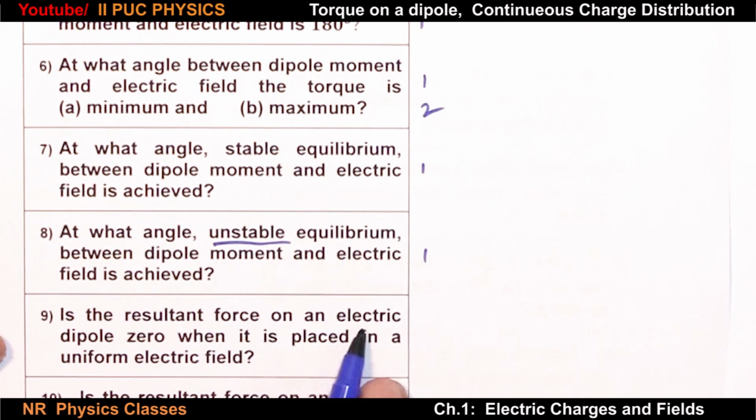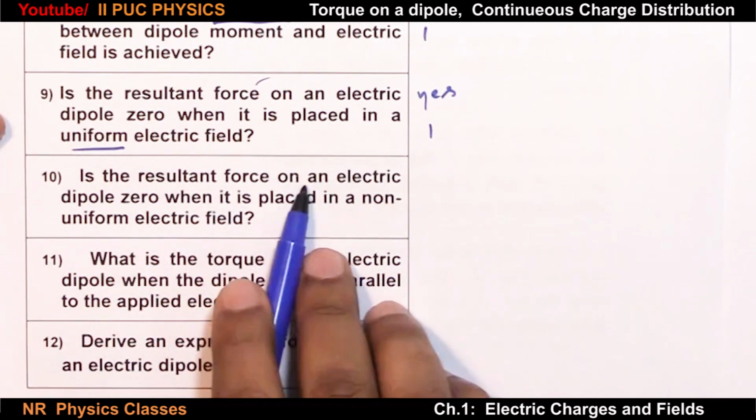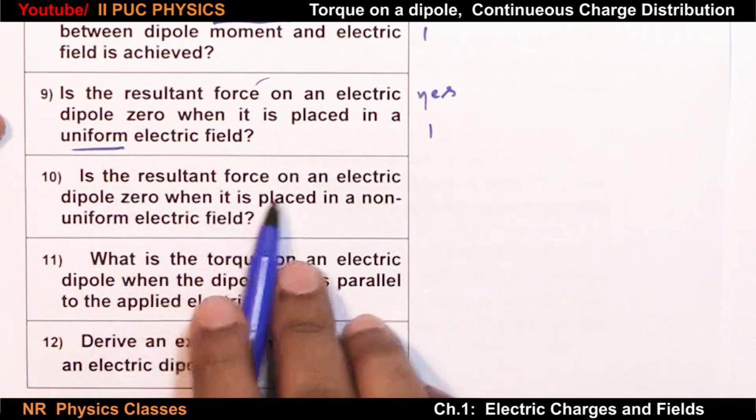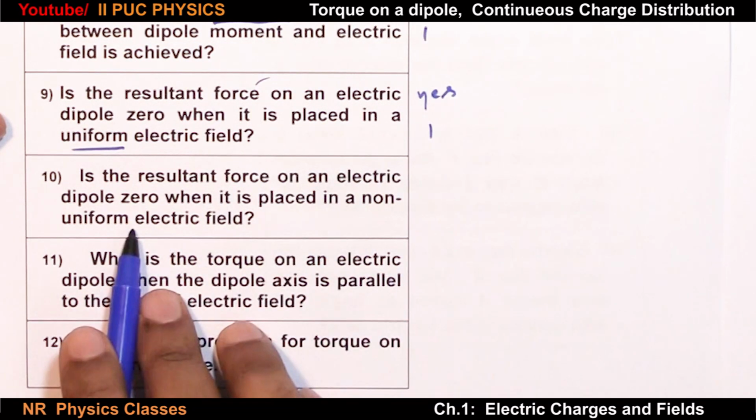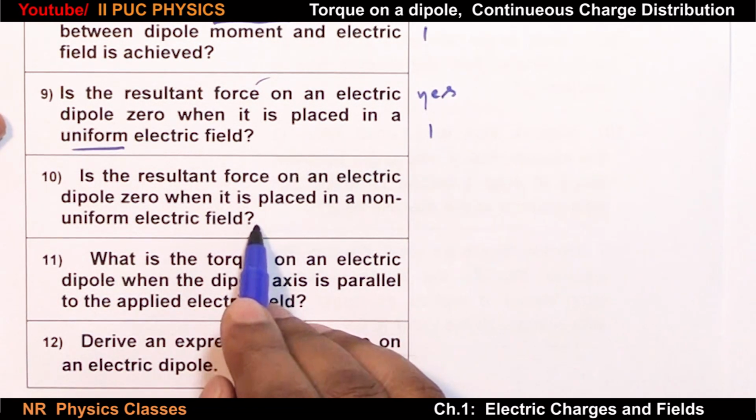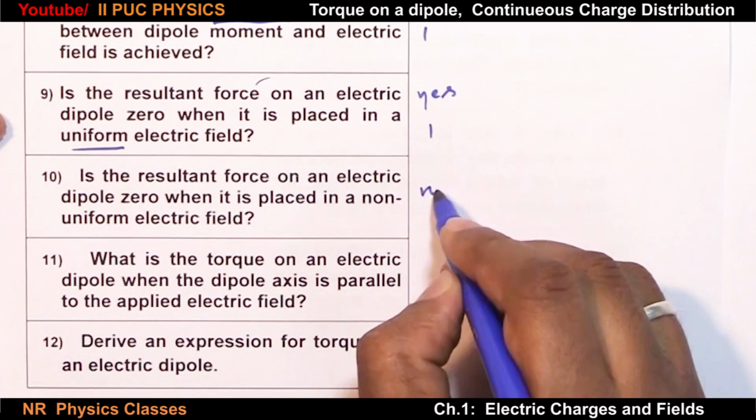Is the resultant force on an electric dipole 0 when it is placed in a uniform electric field? Uniform electric field means resultant force is 0. Answer is yes, 1 mark. Is the resultant force on an electric dipole 0 when it is placed in a non-uniform electric field? Non-uniform means resultant force is not zero. No.